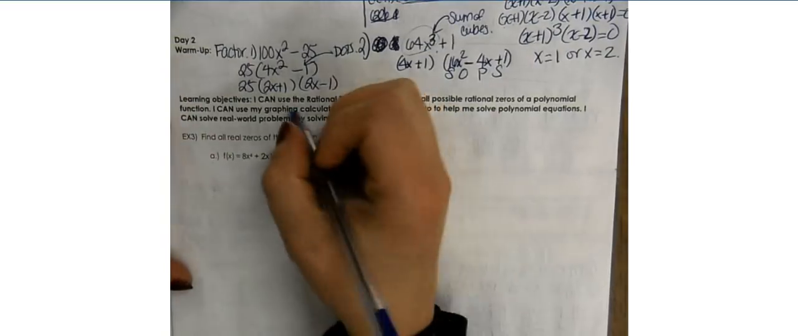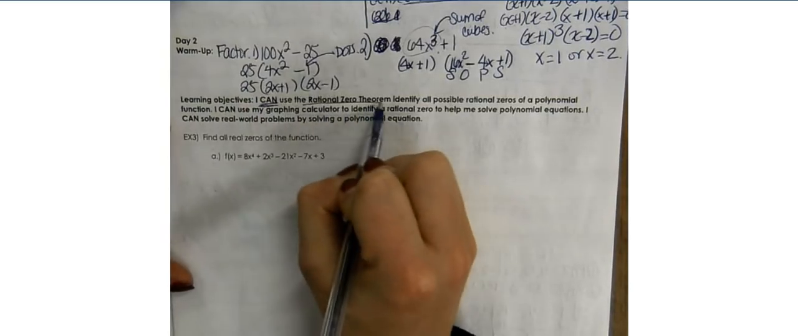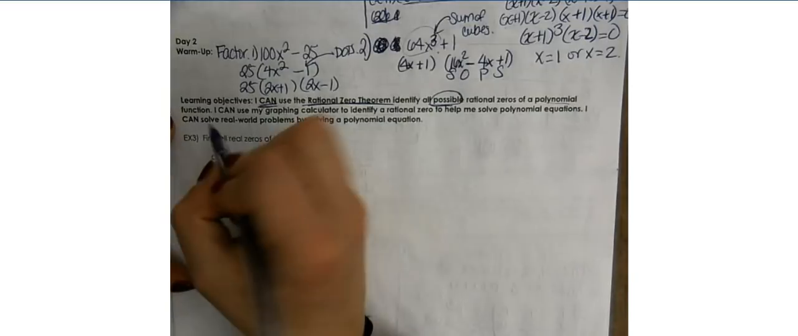All right, so here are our learning objectives for today. It's just an extension of what we've already learned before. But the I can statement is, I can use the rational zero theorem to identify all possible rational zeros of a polynomial function. Like I said in the last video, it's just possibilities. It doesn't mean that it actually is a rational zero. And then I can use my graphing calculator to identify a rational zero to help me solve polynomial equations. So for this video, you're going to be required to use a graphing calculator. And then finally, it says I can solve real-world problems by solving a polynomial equation.